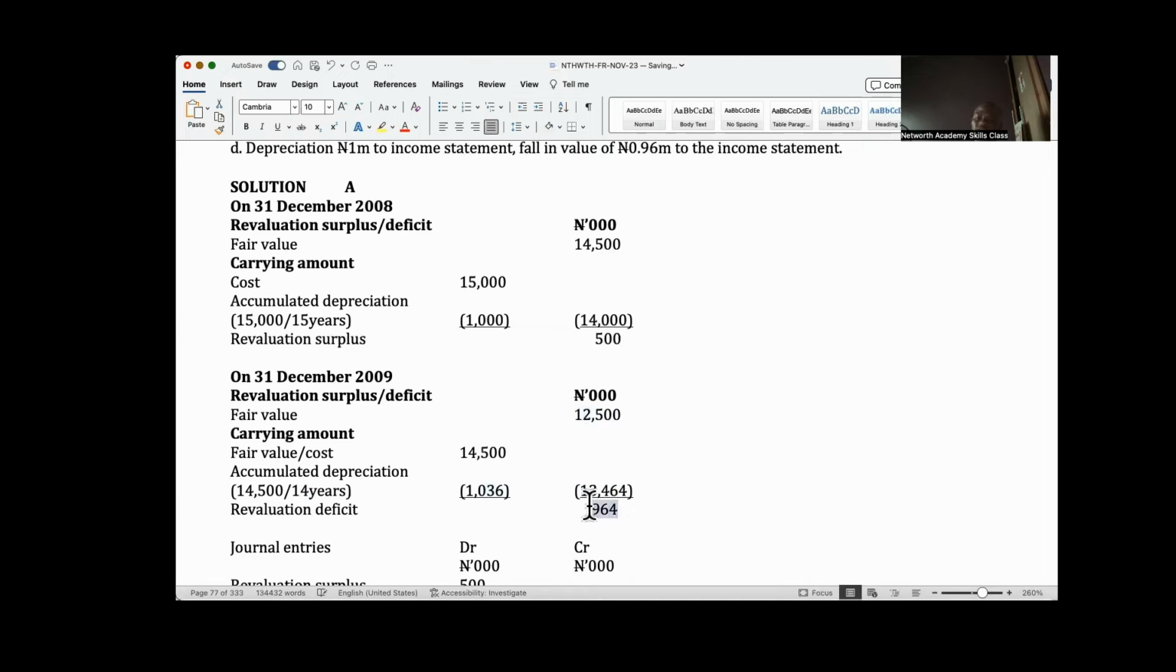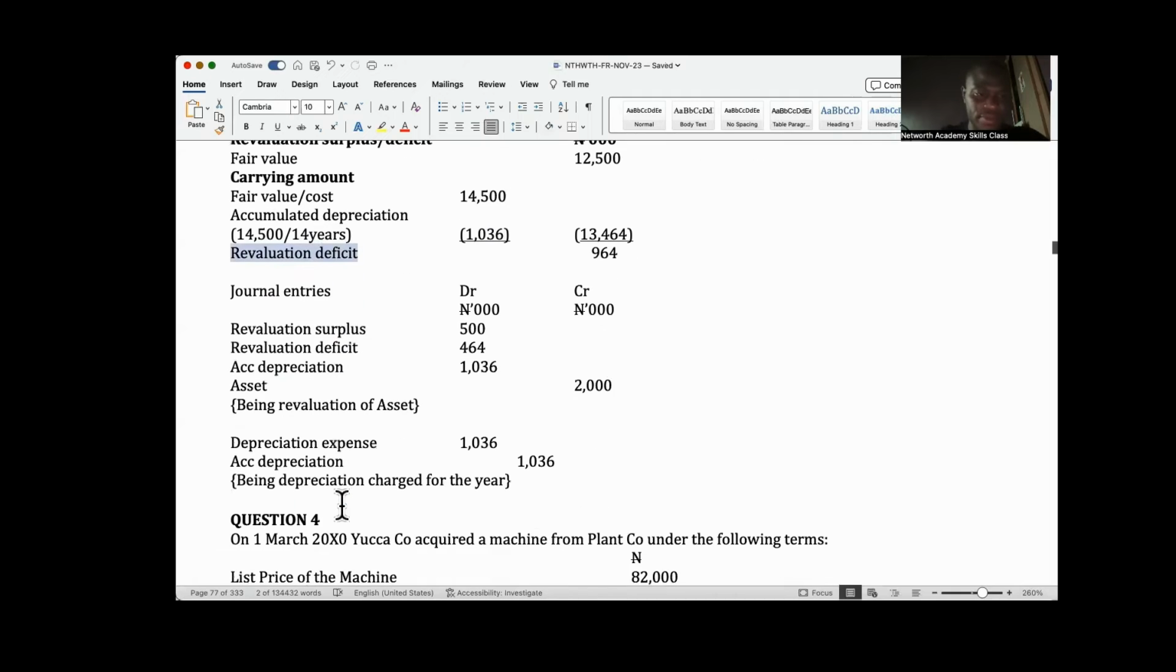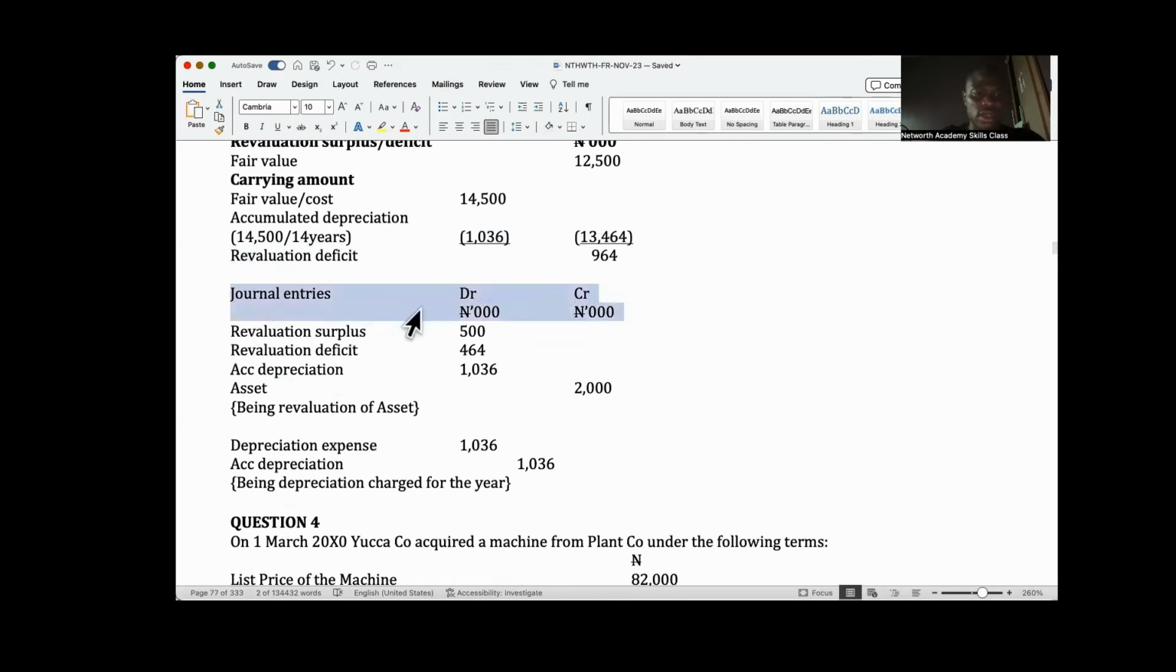That means I will have a revaluation deficit of 964. So that's it. Then how do I pass this in my books?